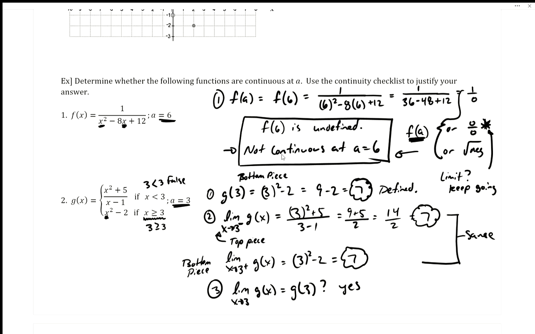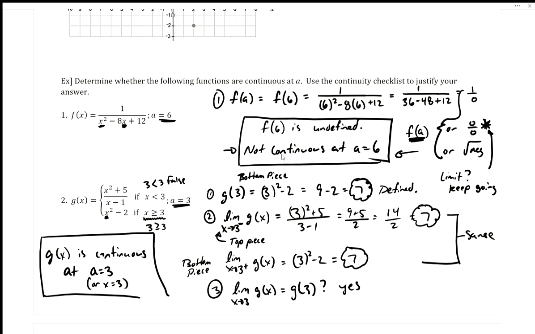That means we went through our 3-step process. We used the continuity checklist, and so we know that g of x is continuous at a equals 3, or they might say at x equals 3. They just like to change the letters sometimes. Our reasoning is the steps that we did, 1, 2, and 3. That's how we can do continuity problems at a point. It's kind of a lot of plugging in.